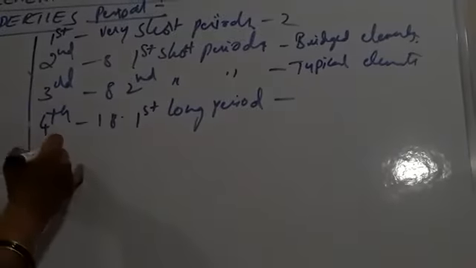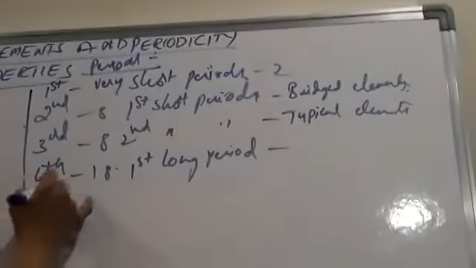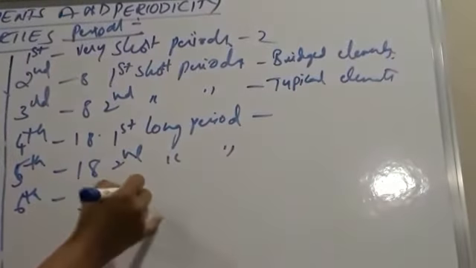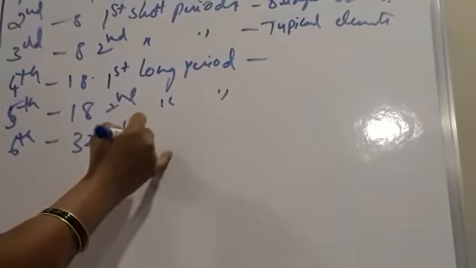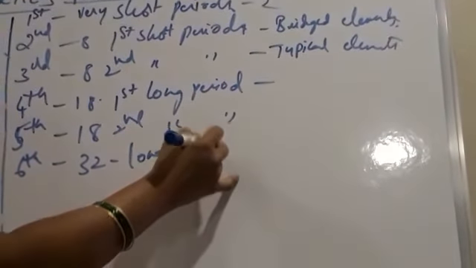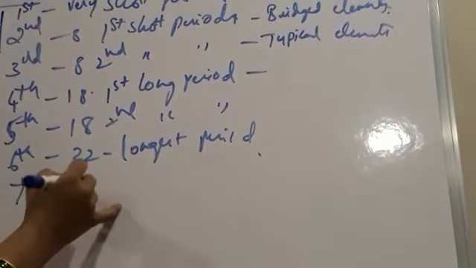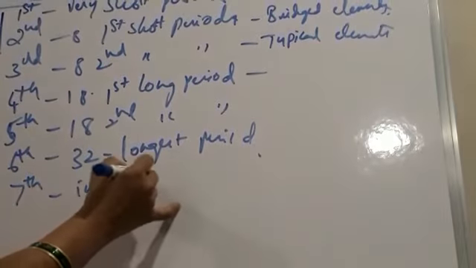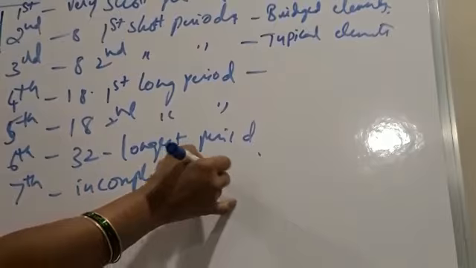Then the fifth period. It is again 18. Second long period. The sixth has 32. Longest period. And the seventh period is an incomplete period. All these are the 7 periods.